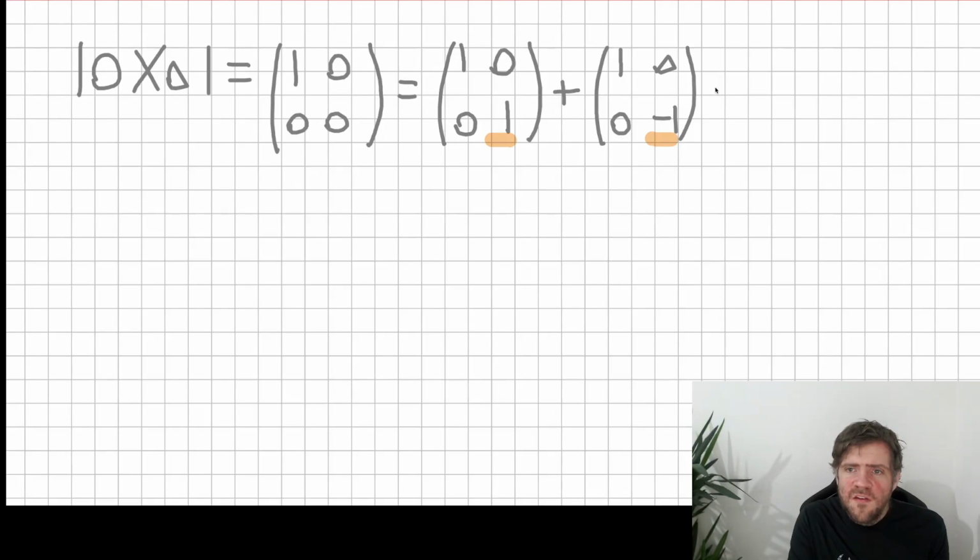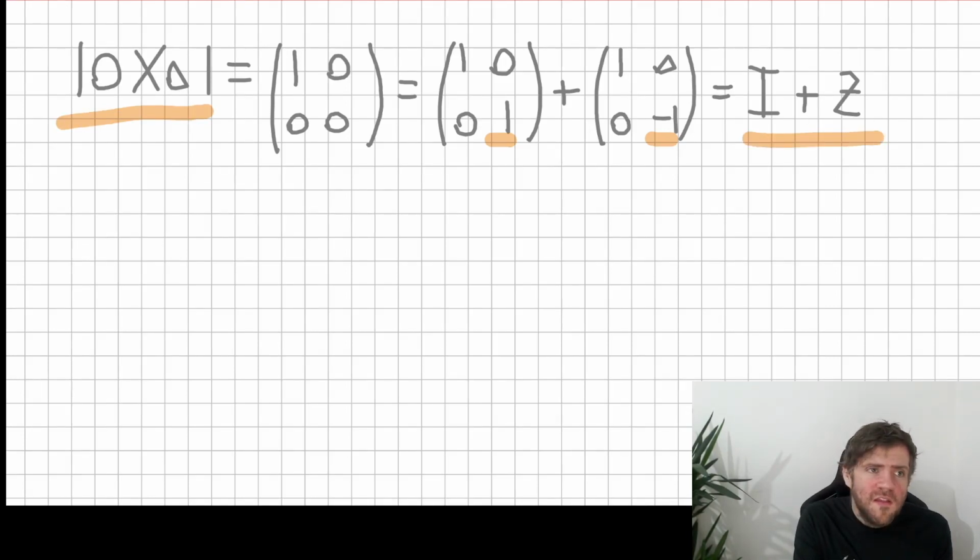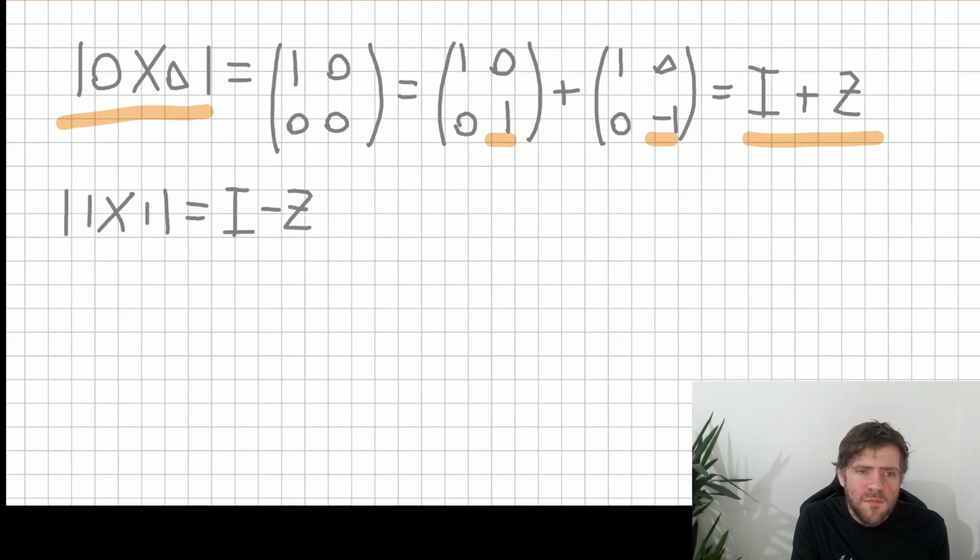And the first matrix in that term is the identity. And the second matrix is Z. So we have rewritten this term in terms of Paulis. Similarly, we can write down the outer product of 1 with itself as identity minus Z.